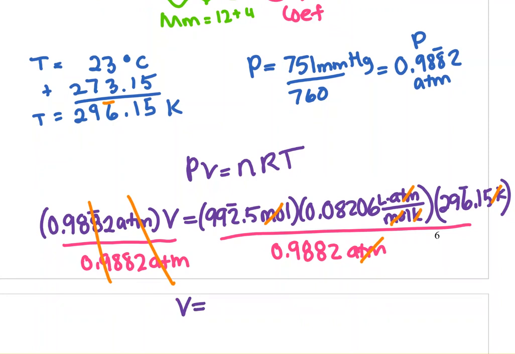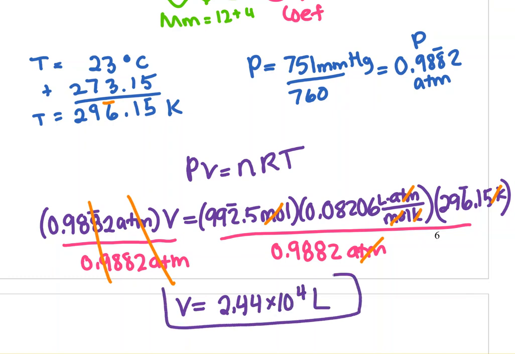And I should have 3 sig figs in my answer. I've carried extra up till now. And it's a huge volume, but remember we were starting with kilograms worth of the natural gas.